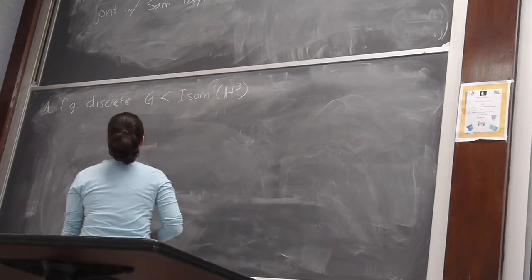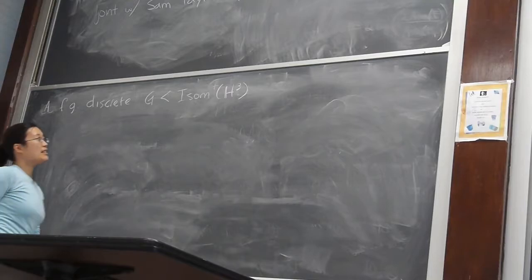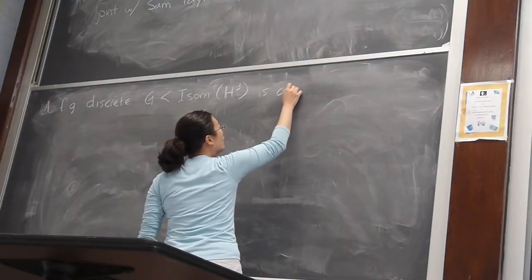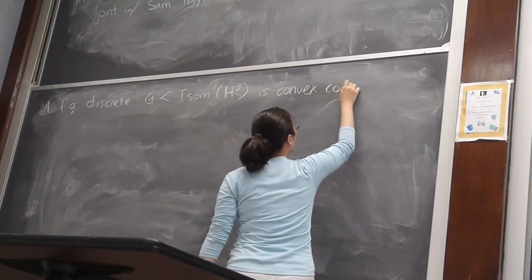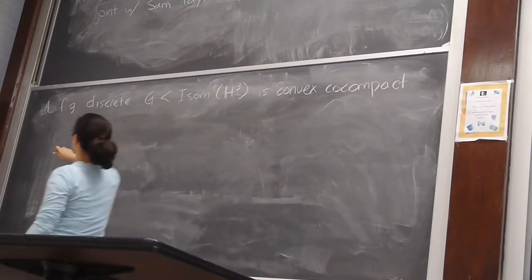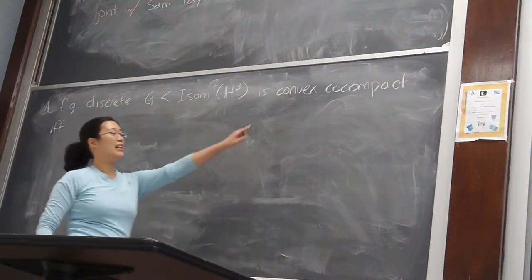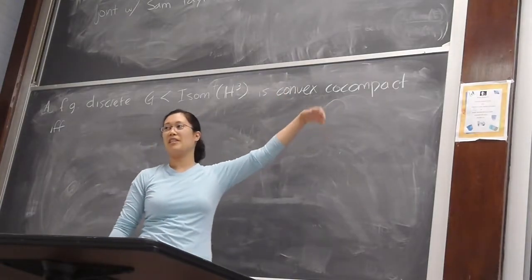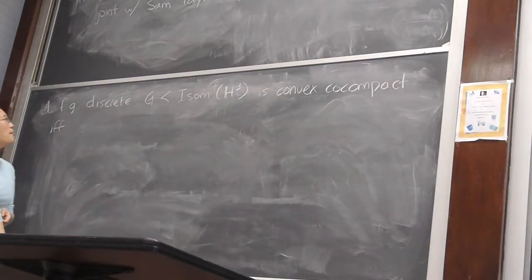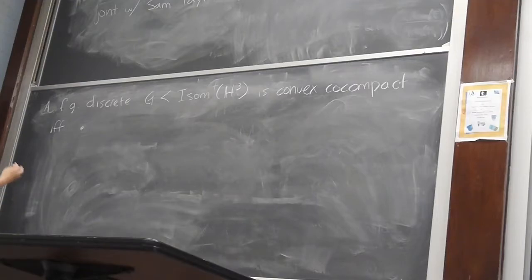I think of it as the pi one of a manifold. This is convex cocompact if and only if, well, the name comes from the manifold having a convex core which is compact, but there are many equivalent ways of describing it, and there are multiple ways that are relevant to the mapping class group definition.